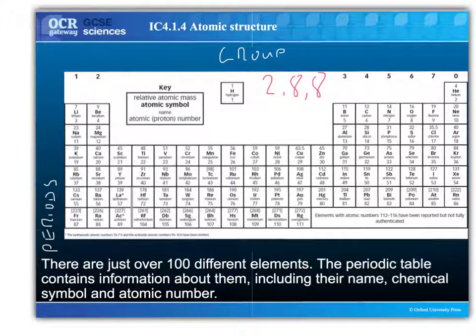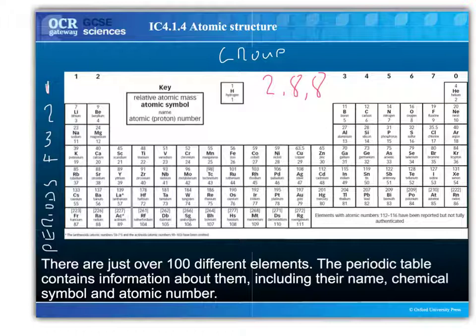The period that the element belongs to, or the row that it's in of the periodic table, that tells you how many shells it has. So we've got period 1, 2, 3 and 4 that we need to be concerned with. The one that people forget is period 1. It's small, it only has 2 in it because of the 2 electron spaces in the first shell.